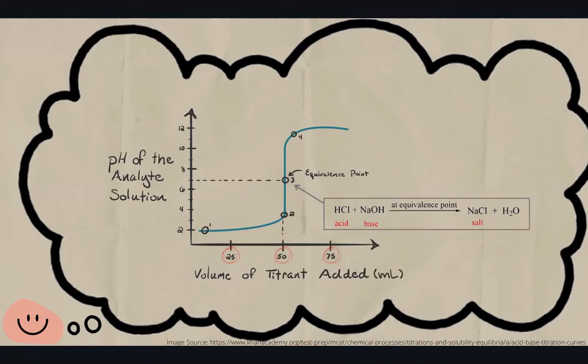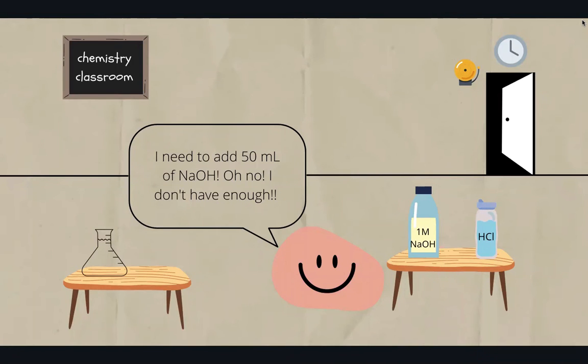So now we can fill in the volumes on the x-axis and see that at 50 milliliters, the equivalence point will be met where the pH is 7 and table salt is formed. "I need to add 50 milliliters of NaOH. Oh no, I don't have enough."